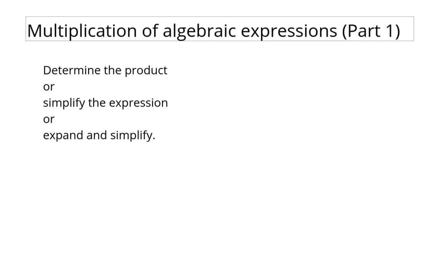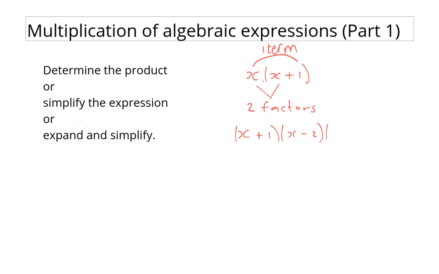Let's look at a few examples of expressions. The first one, x times (x plus 1). It's a one-term expression, and there are two factors, x and the bracket x plus 1. So those are called factors. You can get brackets with more than two factors. Say (x plus 1) multiplied by (x minus 2) multiplied by any other bracket, or even just an x. That's a three-factor one-term expression.